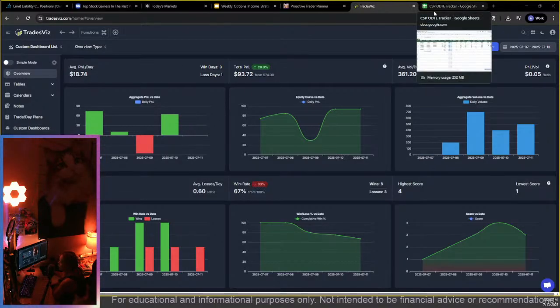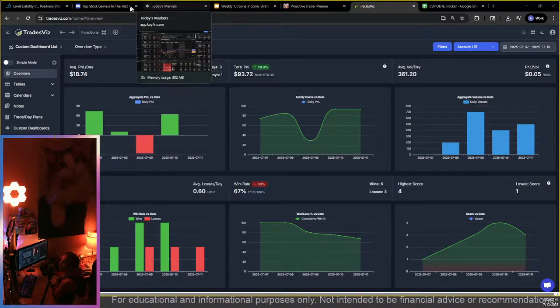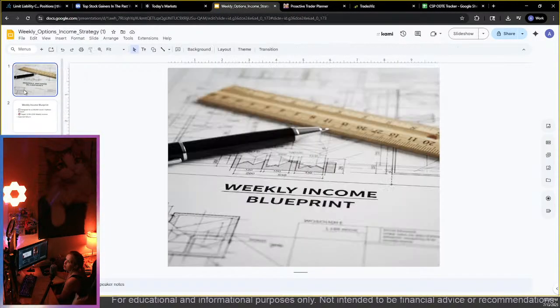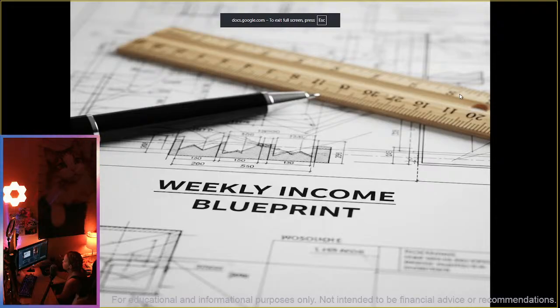What we're going to do goes along the lines of what we're already doing, but we consulted AI and got a little strategy to put everything together to earn a little bit more consistent income. We'll go through that now. So the weekly income blueprint, let's go. This is an image generated by Gemini. That's pretty cool. But yeah, the weekly income blueprint.